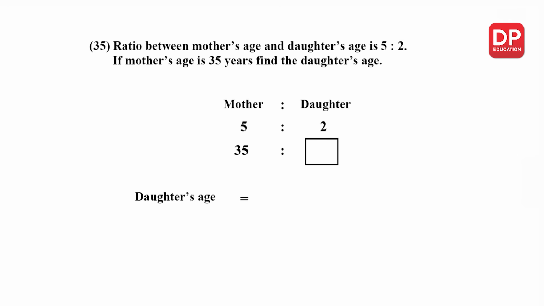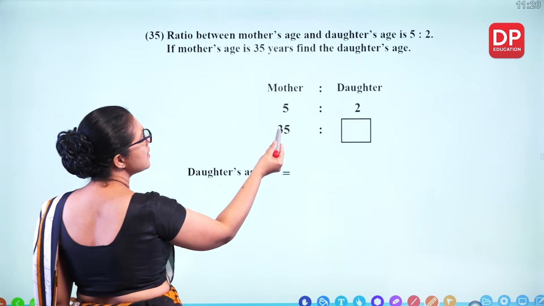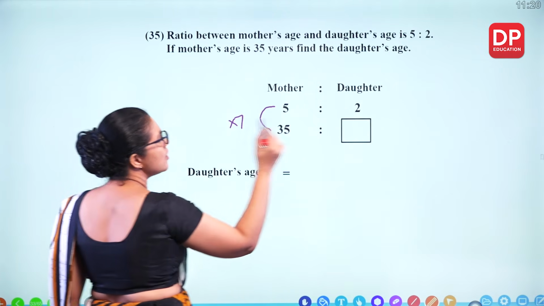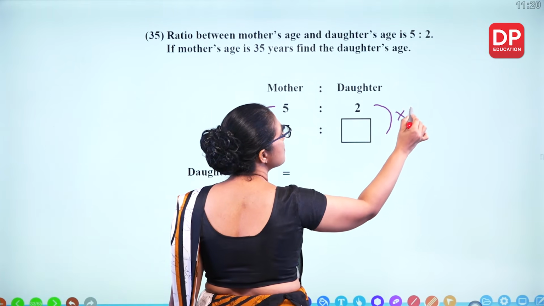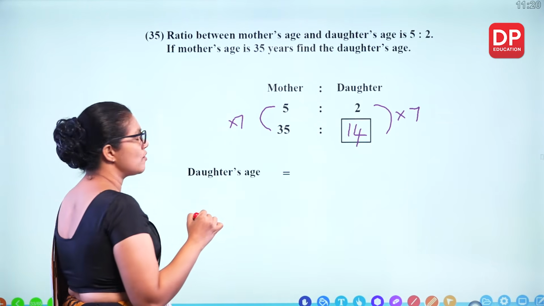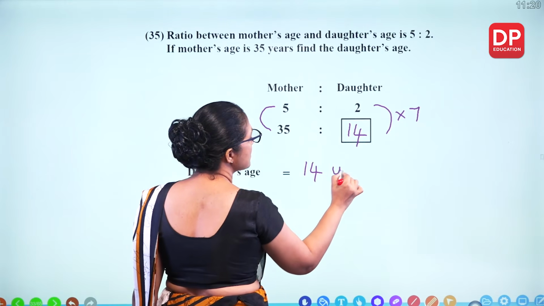Ratio between mother's age and daughter's age is 5:2. If mother's age is 35 years, find the daughter's age. How do you get 35 from 5? You multiply by 7. You do the same thing here. Multiply by 7. 7 times 2, you get 14. So daughter's age is 14 years.